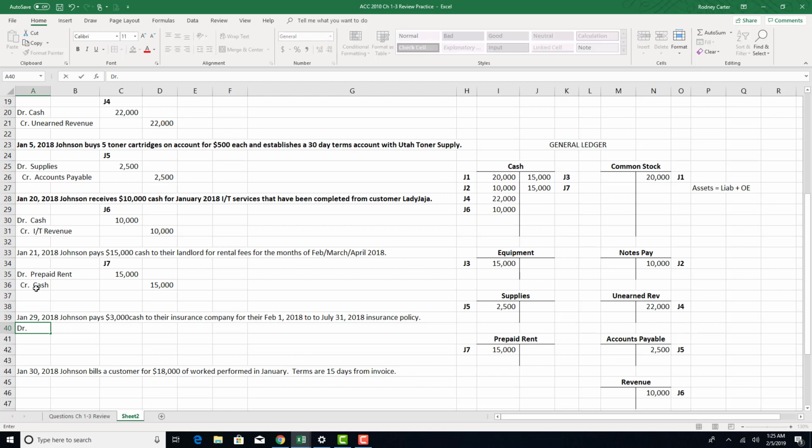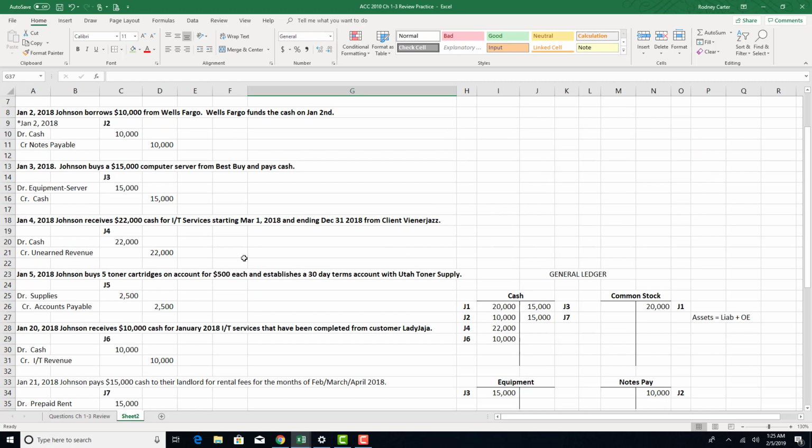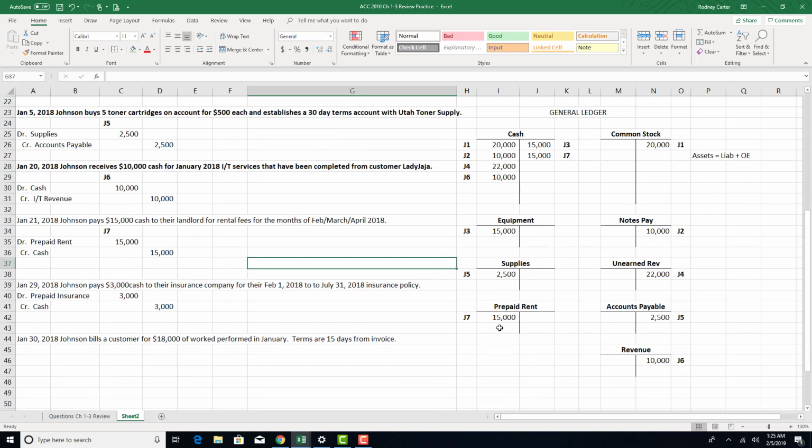Debit. What do we have? Johnson pays $3,000 cash to their insurance company for February 1st, 2018 to July 31st insurance policy. We've got prepaid insurance this time. Why? Because we've paid the insurance company before we've used the policy. And then cash. Really wish I would have had a straightforward rent expense or something. Or let me, I'll add one transaction really quick.